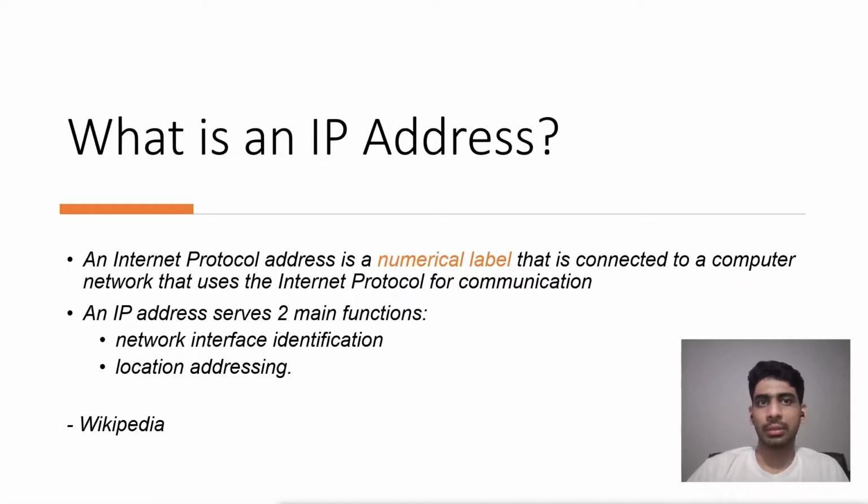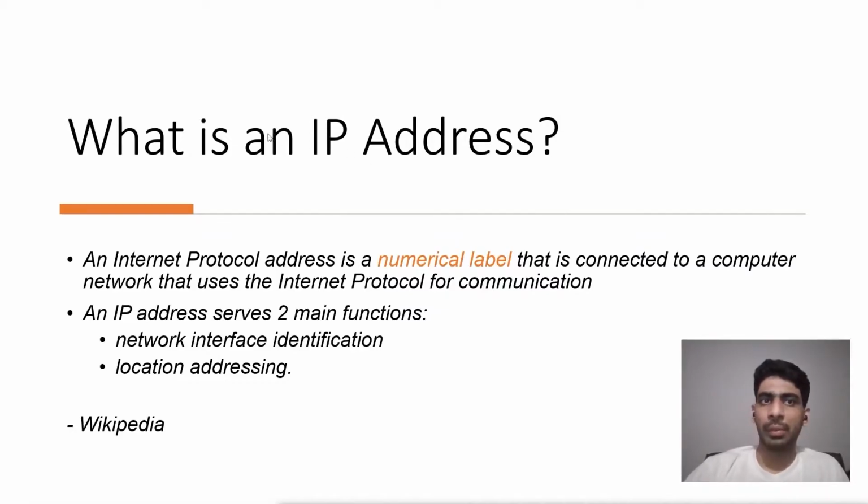So let's see what an IP address is. According to Wikipedia, an Internet Protocol address is a numerical label that is connected to a computer network that uses the Internet Protocol for communication. So that's the basic definition of an IP address. Basically it's a numerical label. According to the scenario, we use different kinds of representations. In computers, we use binary, and in human use, like when we are writing, we use the decimal notation.